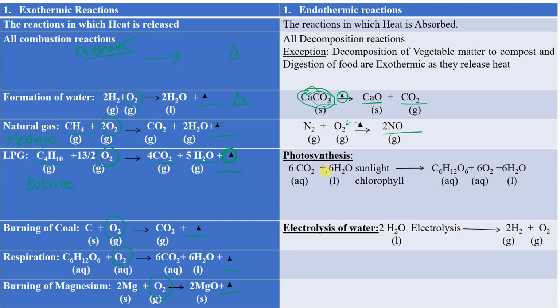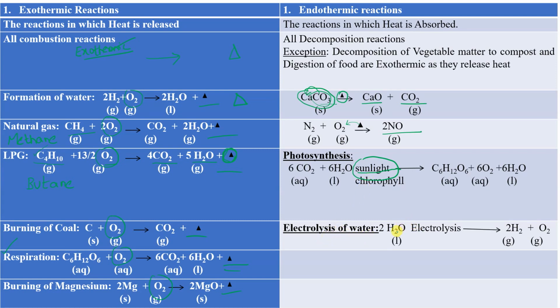Similarly, photosynthesis, which is opposite to respiration. Respiration is an exothermic reaction because it releases a lot of heat, whereas photosynthesis is the reverse of respiration. In respiration, glucose combines with oxygen and forms carbon dioxide, water and a lot of heat. Whereas in photosynthesis, carbon dioxide combines with water in the presence of sunlight and chlorophyll, and forms glucose plus oxygen. In this case, energy is taken from the sunlight, so it is an endothermic reaction.